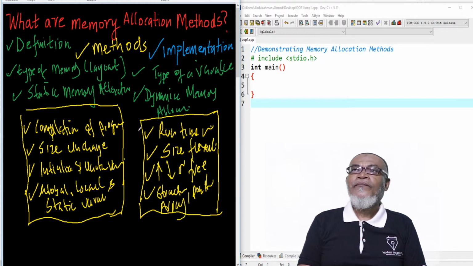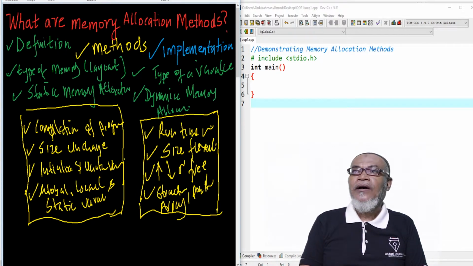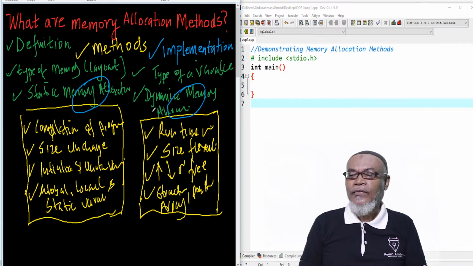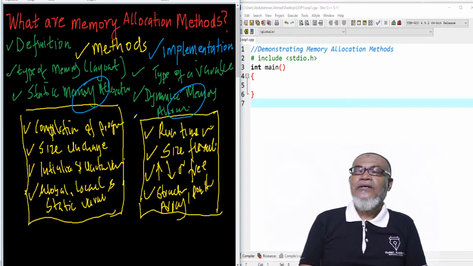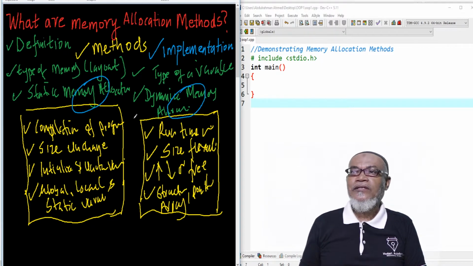So basically these are the two types of memory allocation we have seen so far: the static memory allocation and the dynamic memory allocation. In order to understand these two concepts, let's go to Dev C++ and implement the same.